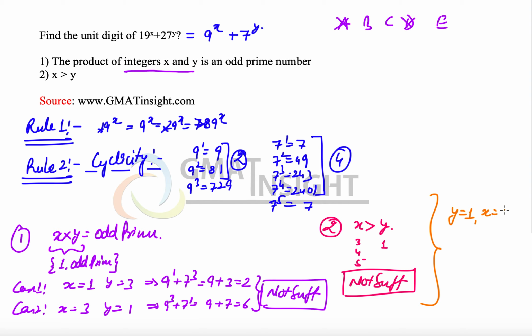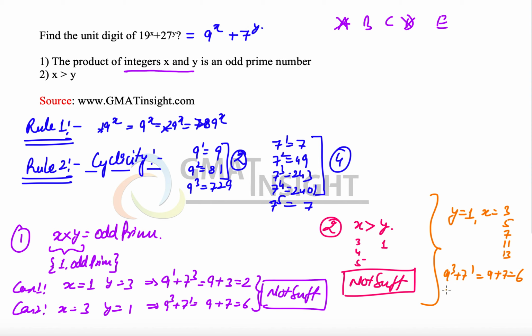And in that case, x must be either 3 or 5 or 7 or 11 or 13, etc. Now many of us start thinking that this is not sufficient, but it's very important in data sufficiency to back up what you are claiming. If we say it is not sufficient, we should be able to prove that. Let's check one case, y equal to 1 and x equal to 3. That results in 9 to the power 3 plus 7 to the power 1: 9 to the power 3 has unit digit 9, 7 to the power 1 is 7.